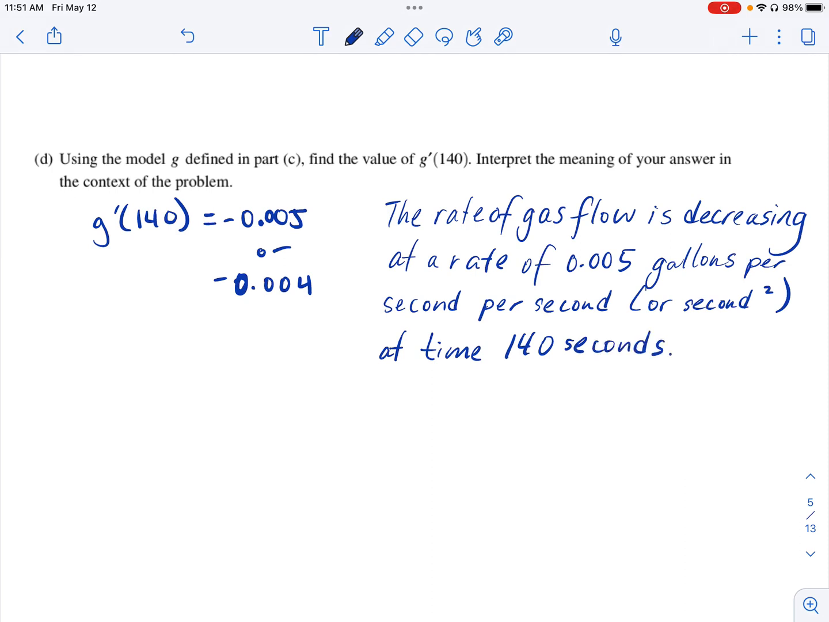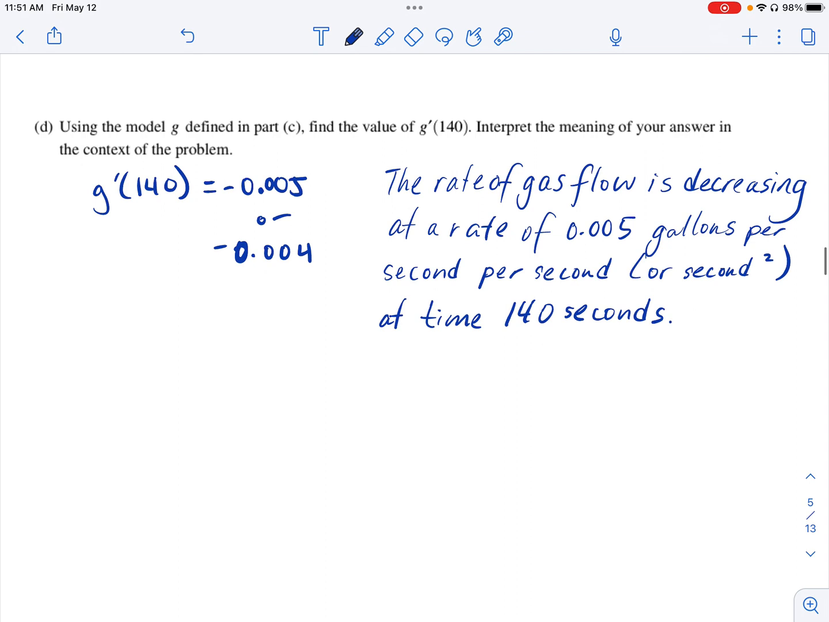Okay, so again, since g of t is giving us a rate of gas flow, and we're looking at the derivative, we're looking at the rate at which that rate is changing. And since it was negative, we say it's decreasing at that following rate. All right, so that was the first question of the 2023 Calc BC FRQ calculator portion.